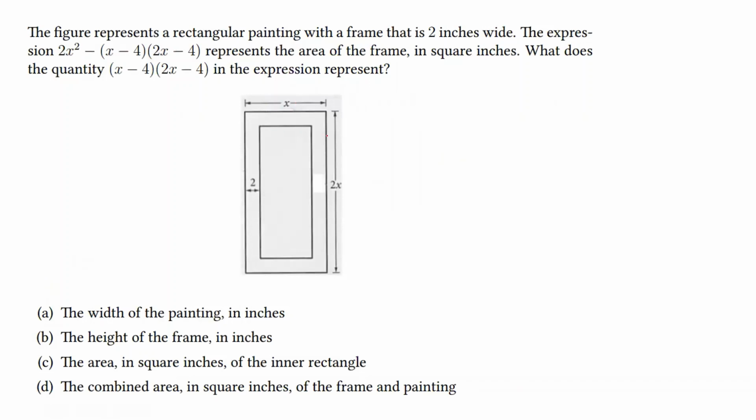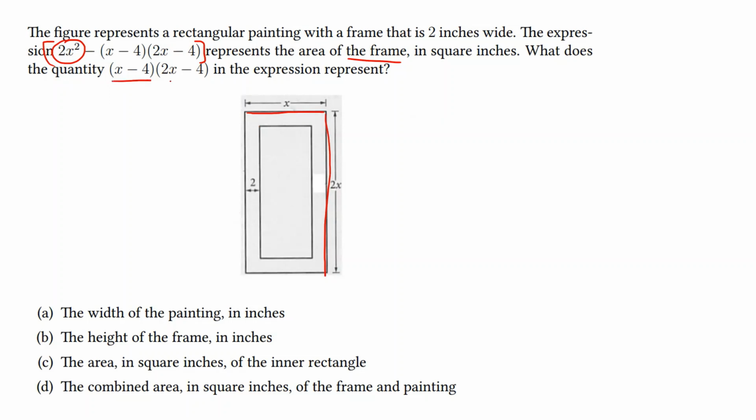Here we have a rectangle. The first thing to note is that we have a length of x and an overall length of 2x. When multiplied together, that obtains 2x squared. Thus, when we see 2x squared, we interpret this as the area of the big rectangle. This overall expression, however, is representing the area of just the frame in square inches.